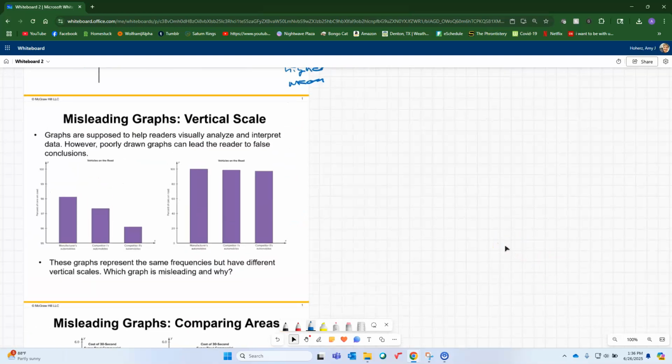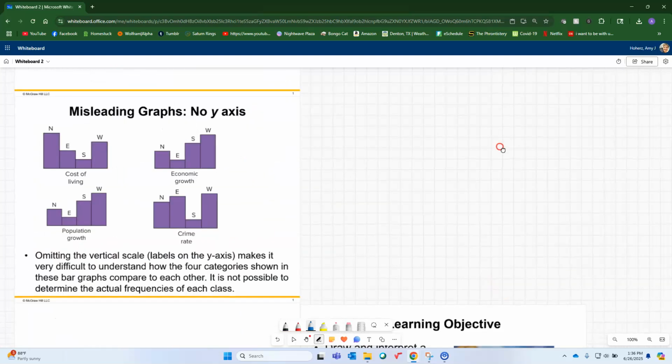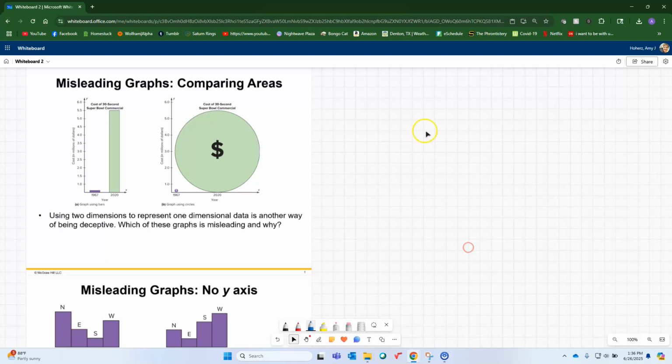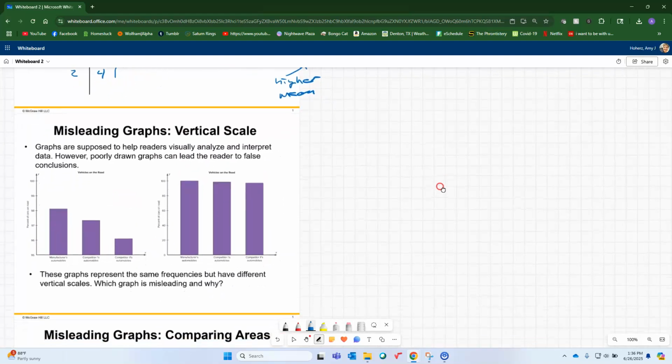All right, so the last thing we're going to talk about in this section is 3 different types of things that can make a graph misleading. These aren't the only things that can make a graph misleading, but sometimes when people create graphs, whether intentionally or unintentionally, they have the graphs be somewhat misleading.